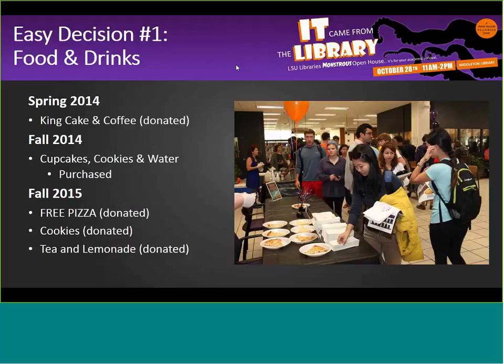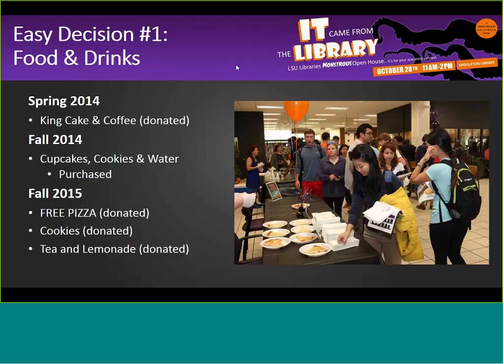So the first decision is a decision in the sense that we used this survey question to help us know that we have to have food and drinks. I really do believe if you're having an event like this, even if budget is very low or non-existent, there are ways to get food and drinks or even just food at your event. And we know that the food brings the students in. And so the first year we had king cake and coffee, and as Randa mentioned, we had that donated to us.